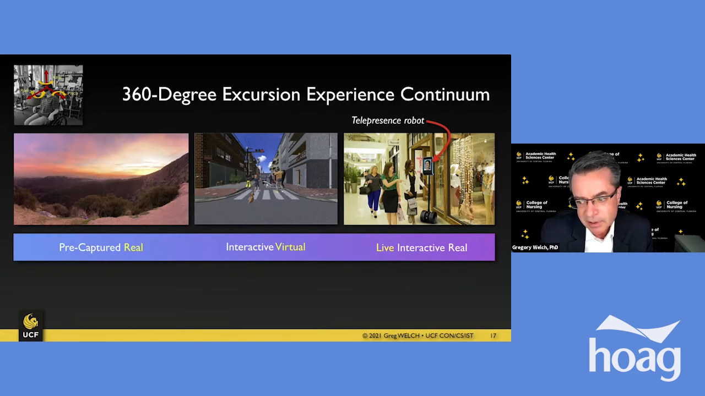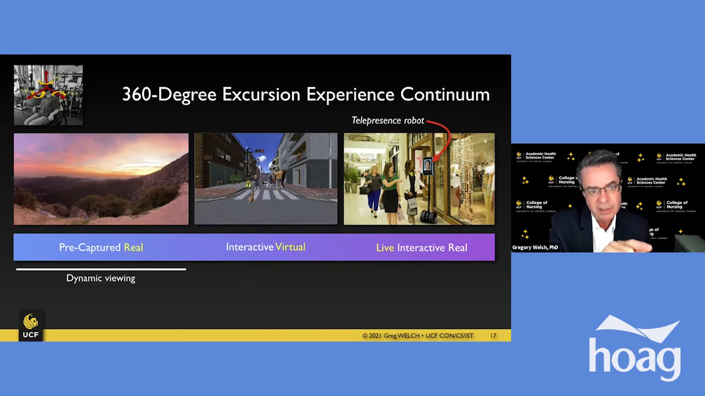So we're excited to look at a couple of these things, but one of the things that these often have in common, or the two of them have in common, the first is you typically get only dynamic viewing in the pre-captured reel. So I'm not interacting with the scene, I'm not touching the bushes, I'm not causing anything to happen in there. I'm just a passive observer and I look around.